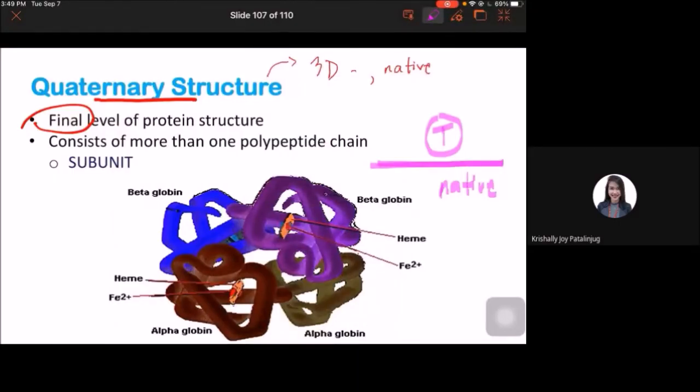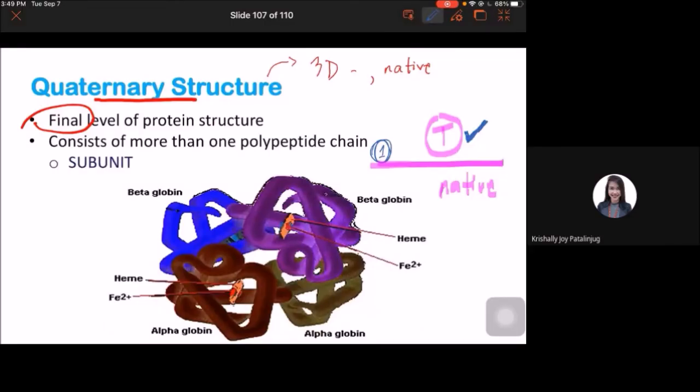Now, in that case, kung na-attain na niya ang functional state, then isa lang yung polypeptide chain niya, iyang highest level is only tertiary. A tertiary structure. Kapag isa lang yung polypeptide chain, attain na niya yung functional state. Native na siya, na-mature na siya ba? Okay, at tertiary state. So that's for tertiary structure.